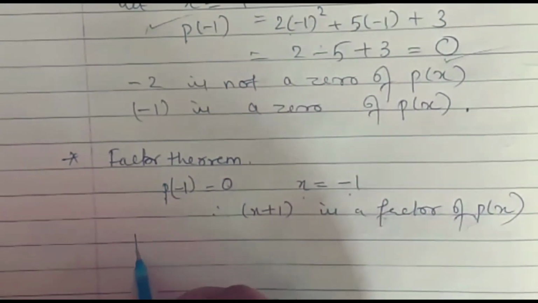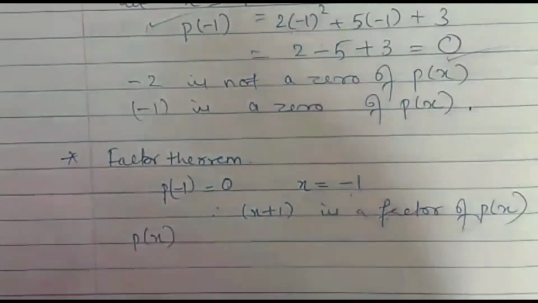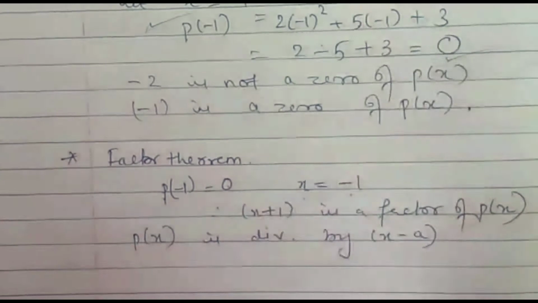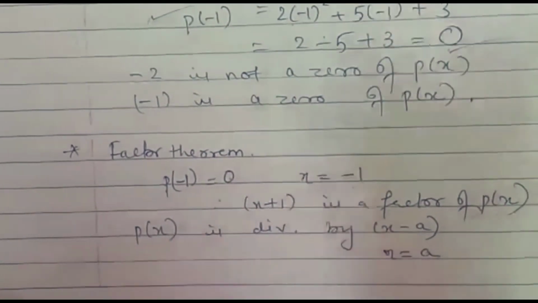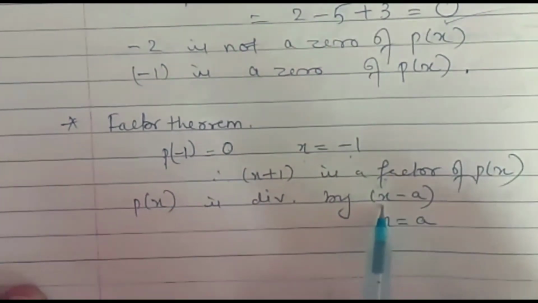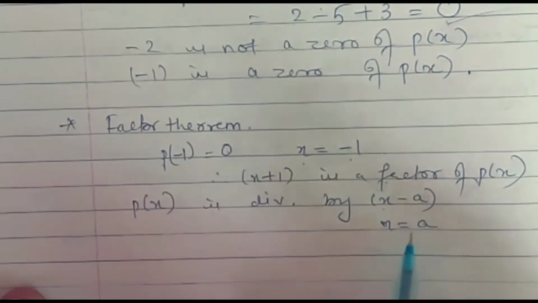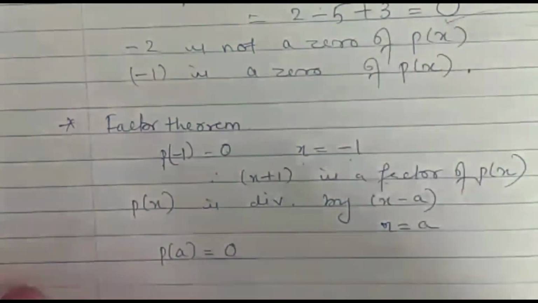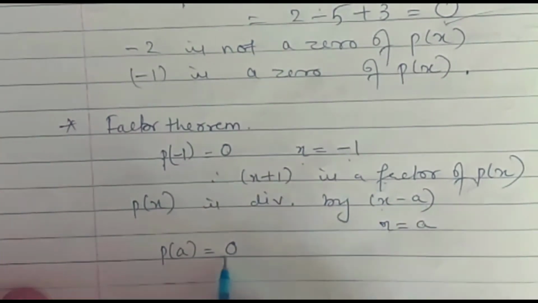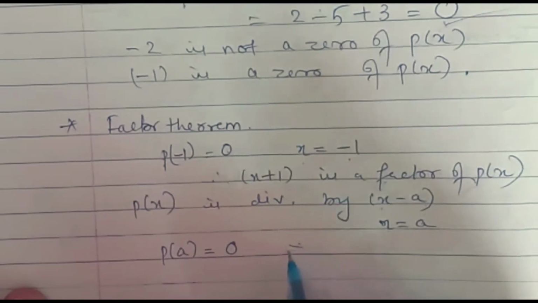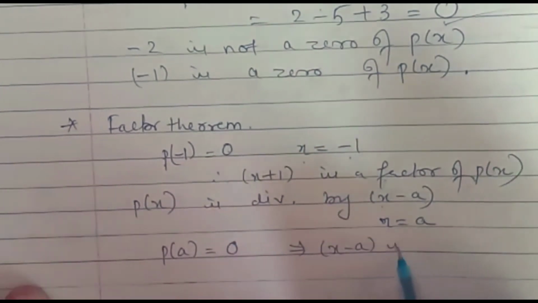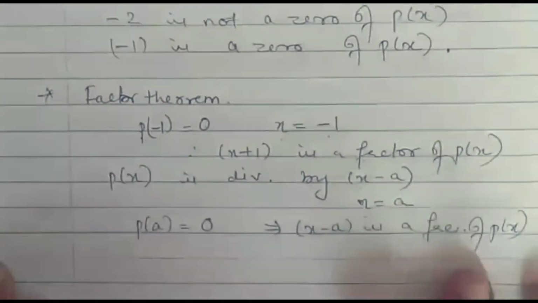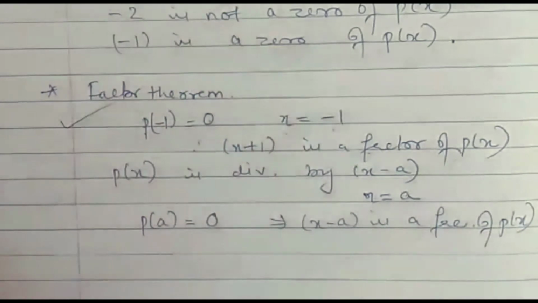In general, we will say that whenever polynomial p of x is divided by x minus a, that means we are putting the value of x to be a. Is it clear to you? When we divide it by x minus a, that means we are placing the value of x to be a. And if you get p of a to be 0, then it is proved that x minus a is a factor of polynomial p of x, right? So this is the way you are going to use your factor theorem.